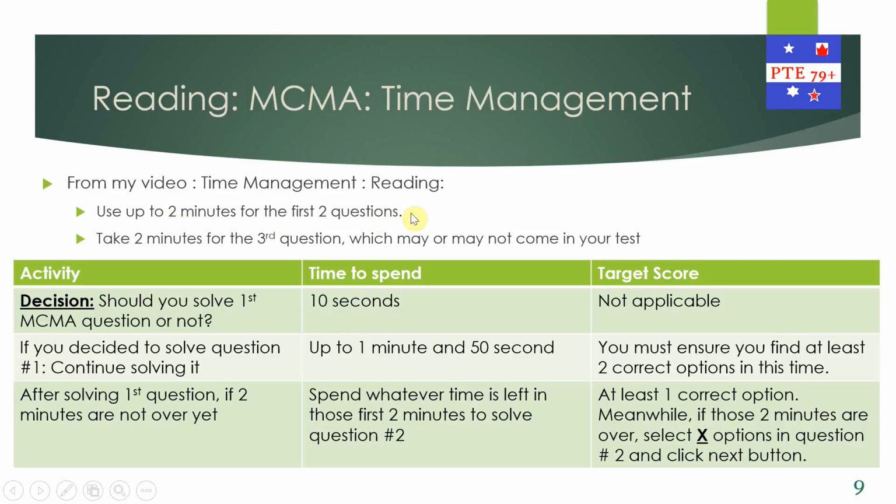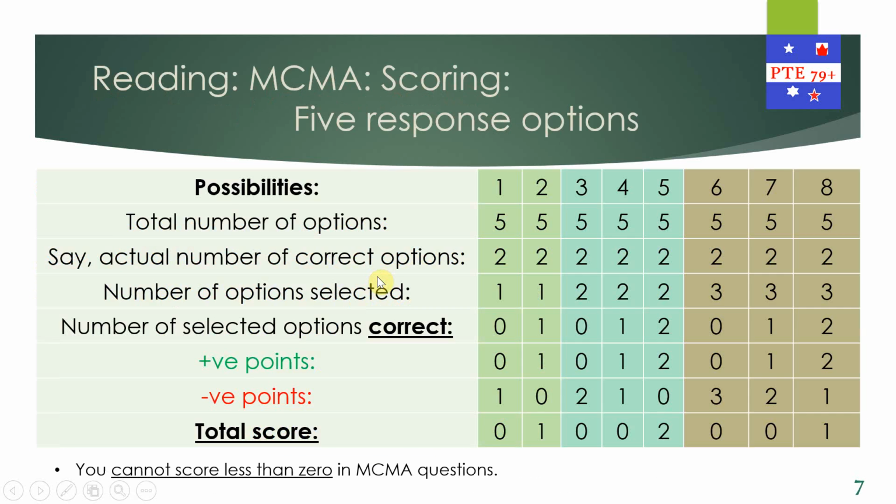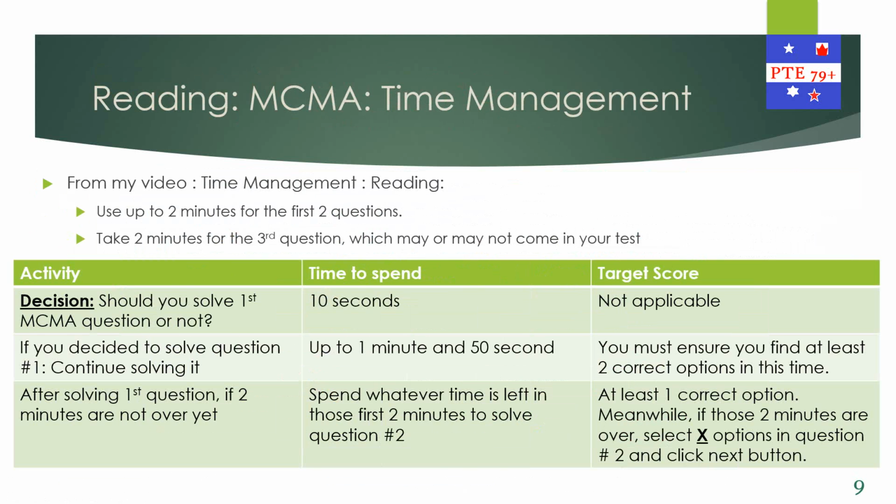Remember, we have two or three questions, right? See this, two or three questions. So the first two questions everybody is going to get. So for those we will use up to 2 minutes, and if a third question comes, then you will use the extra 2 minutes, because if an extra question comes you will get 2 more minutes. So for the third question you will use the full 2 minutes. For the first two questions you will use only 2 minutes.